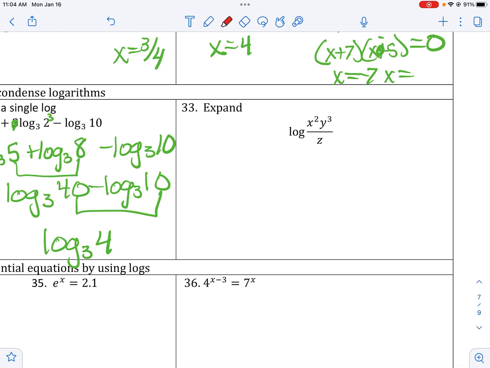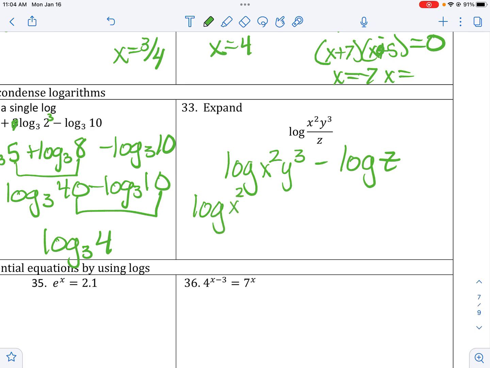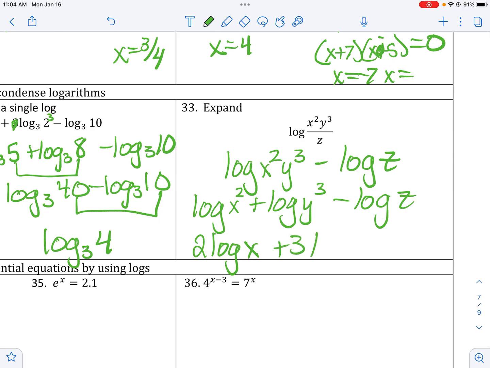If we expand, we go the other way. Division goes to subtraction. So log of x squared y cubed minus log of z. Multiplying goes to adding. So log of x squared plus log of y cubed minus log of z. And then that number comes out in front. 2 log x plus 3 log y minus log z.